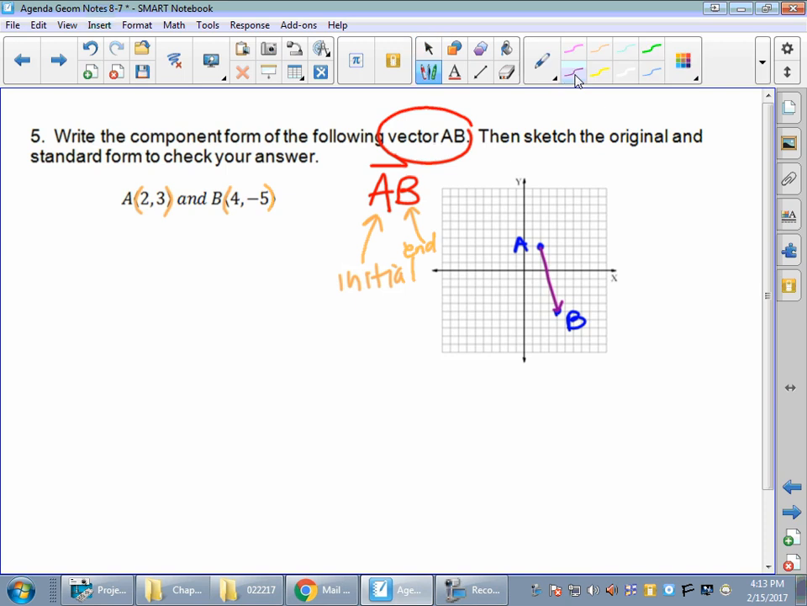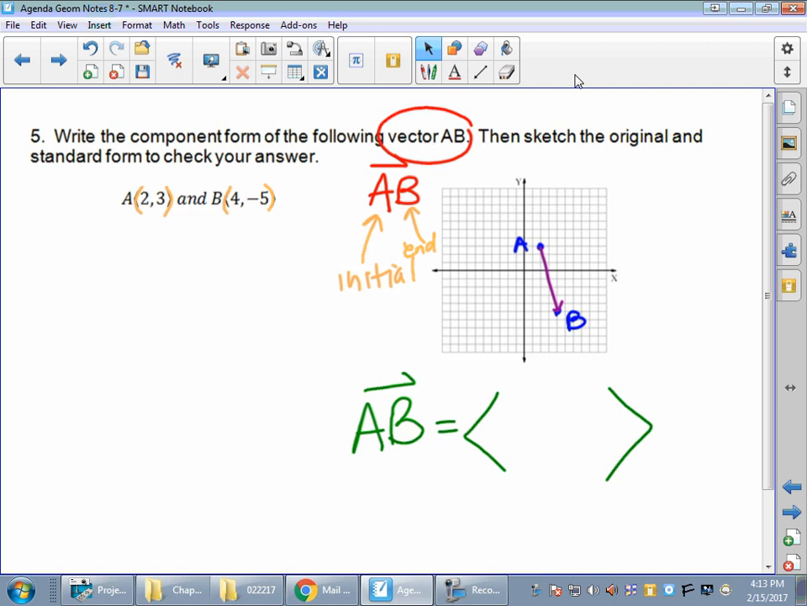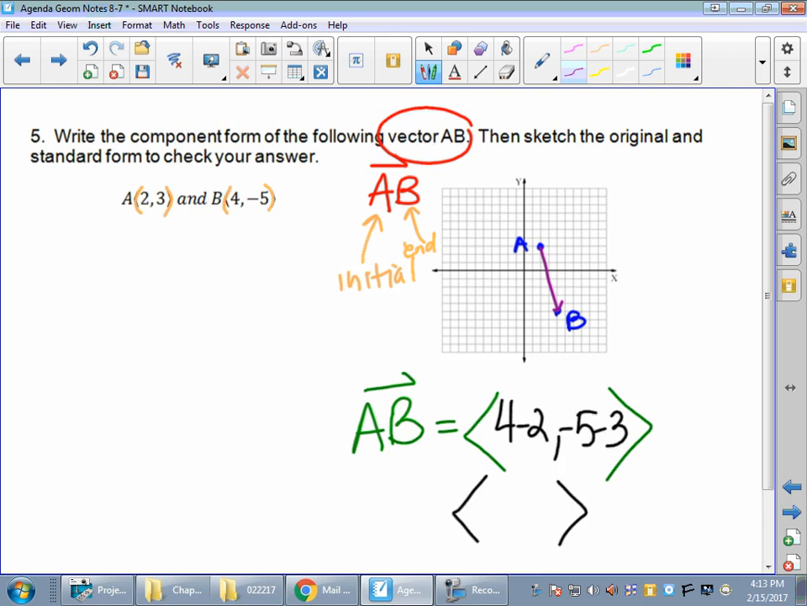So component form, I actually think it's easier to sketch it first because I like to count it. AB in component form, I'm going to take my B minus my A coordinates. So I'm going to do 4 minus 2, negative 5 minus 3. We'll see if this checks on the graph. 2, negative 8. So what that's telling me is to get from A to B, I'm going to go 2 in the x direction and negative 8 in the y direction.